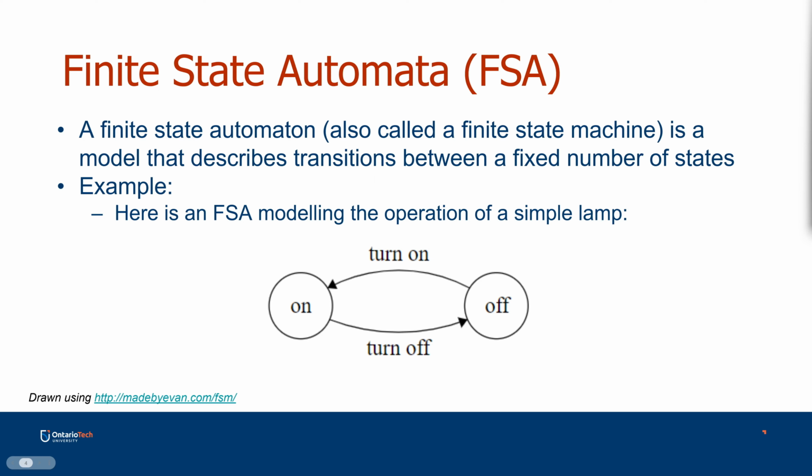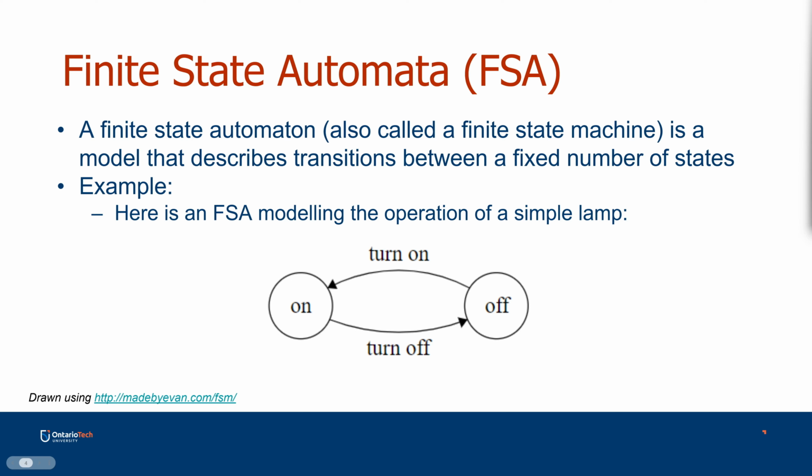First of all, the phrase finite state automaton, which is the singular, or automata for plural, is often used interchangeably with finite state machine. Personally, I call it a finite state machine, but textbooks tend to refer to them as finite state automata. Automata is just another word for machine, so they're basically the same thing. An FSA is really just a model that describes how we can transition between states.